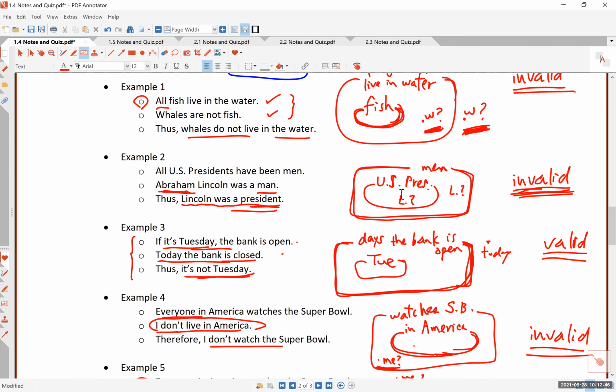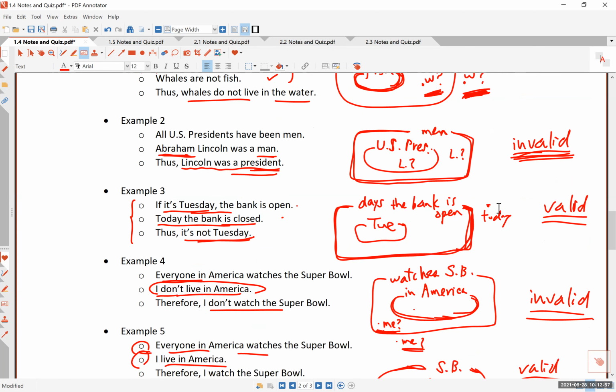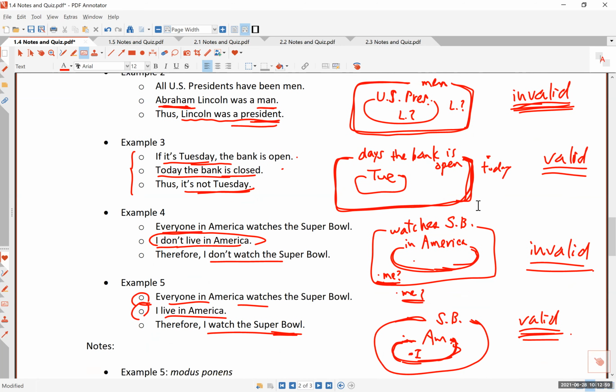The second one is similar. This one says that Lincoln was a man. He is inside of the outer circle, but that does not mean that he is also inside of the inner circle. So that's invalid. Okay, the third happens to be valid because if you happen to be outside of the outer circle, there's no way you can be inside of the inner circle.